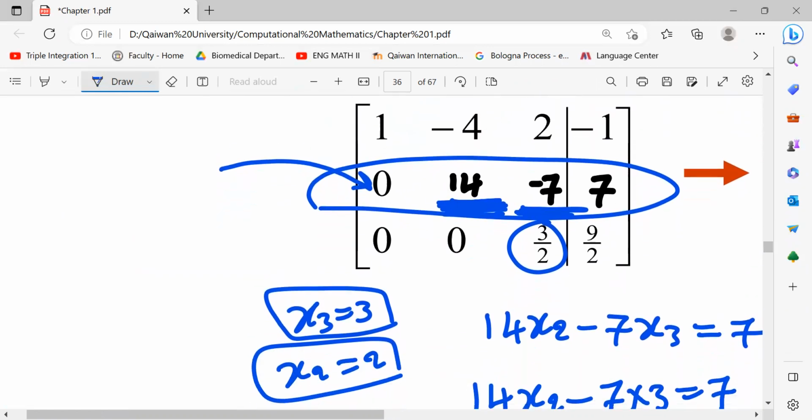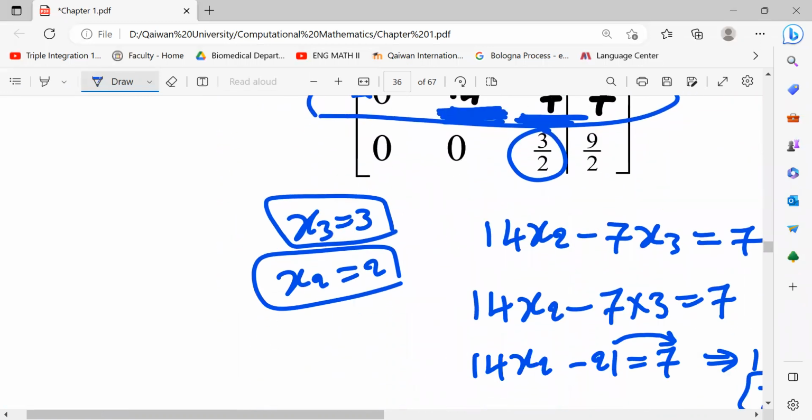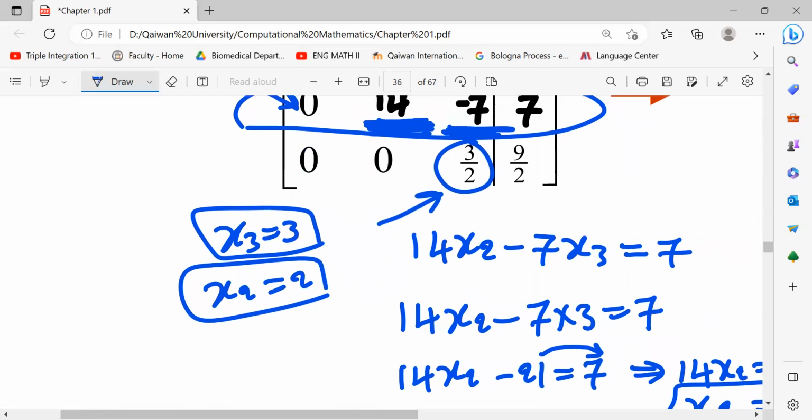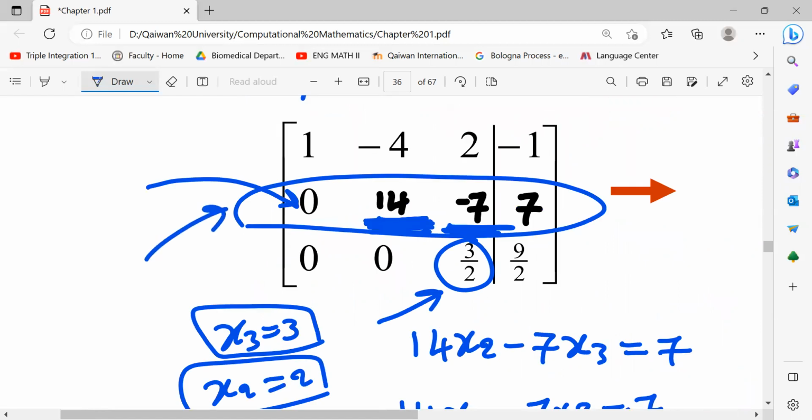Which equation should we use to get the value of x1? Equation 1, the first row. As it's given that we use back substitution, we use back substitution in the last step to get the values of variables. First, we get the value of x3 from here. Then we use the previous equation to get the value of x2, and then we use the first equation to get the value of x1. Because here we have x1. We cannot get x1 anywhere except here.